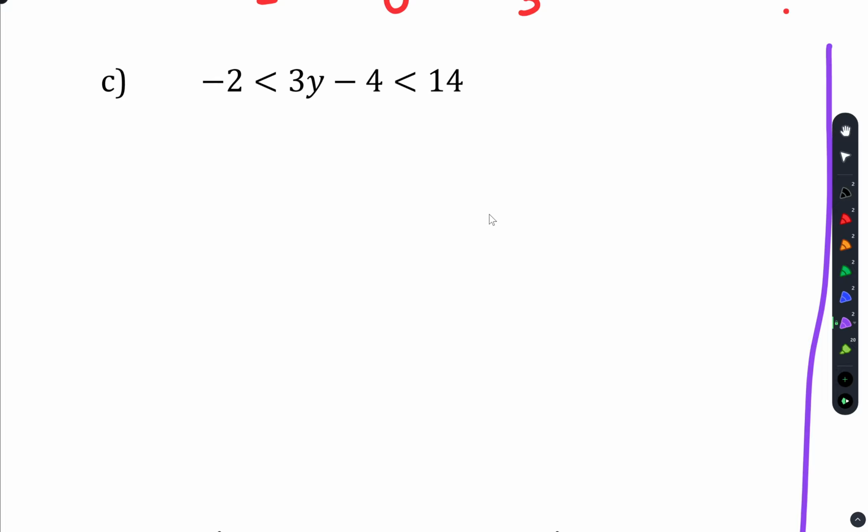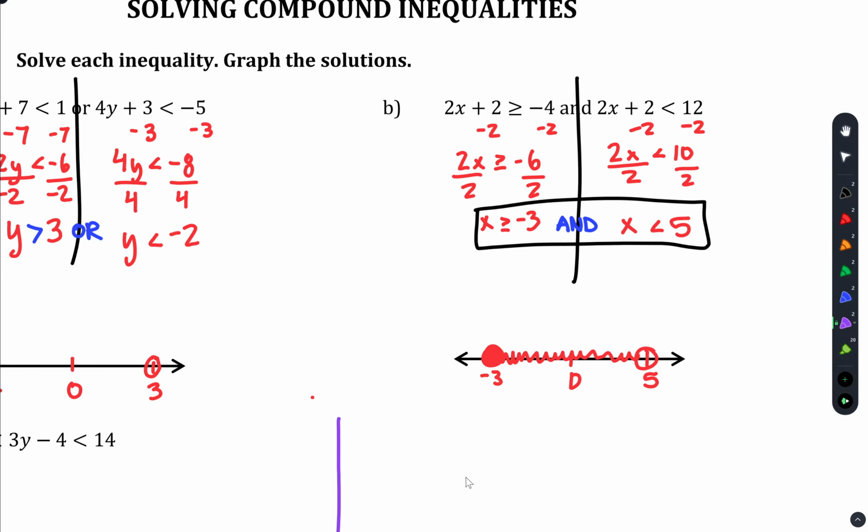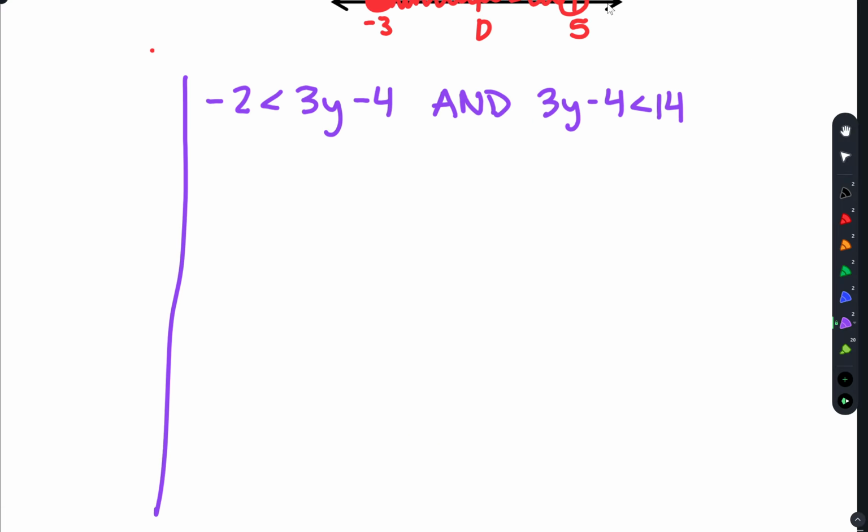Now, there's two ways that and problems can be written. We just did one way. So I could take this and problem and I could split it to make it look like this guy up here. Can we do that really fast? Let's write this as an and problem that is expanded. So let's say negative 2 is less than 3y minus 4. Put the and in the middle. 3y minus 4 is less than 14. So I split that into two separate inequalities. Just like we did in the last problem, I can solve these two inequalities separately. Let's go ahead and do that real fast.